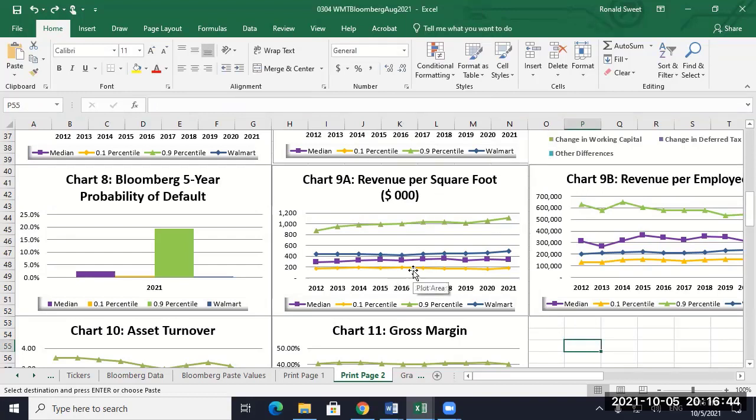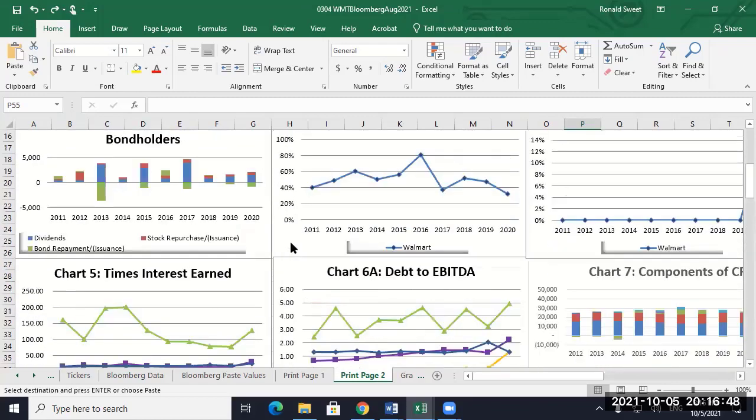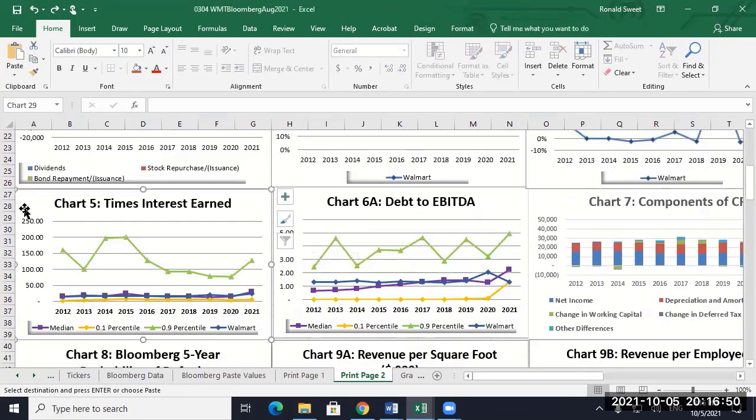All right, so you decide which of these lines. You always have your company, you always have the median. When would you leave the graph out entirely? If your firm doesn't have any debt, there's no reason to show charts 5 and 6. I don't know why there's an A on this chart. Take the A out of the title of that one. It shouldn't be there. I just left it there.